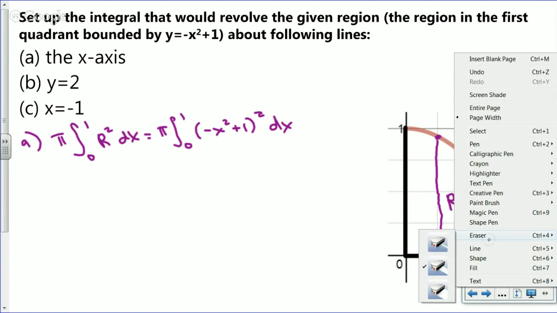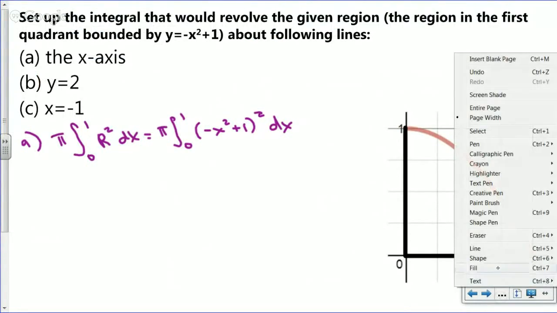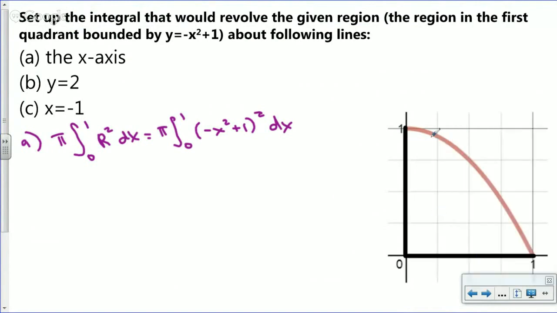All right, how about part B? This time I would like to rotate about the line y equals 2, right? So go ahead and draw the line y equals 2. It's going to be somewhere up here. And I'd like to rotate about this line.